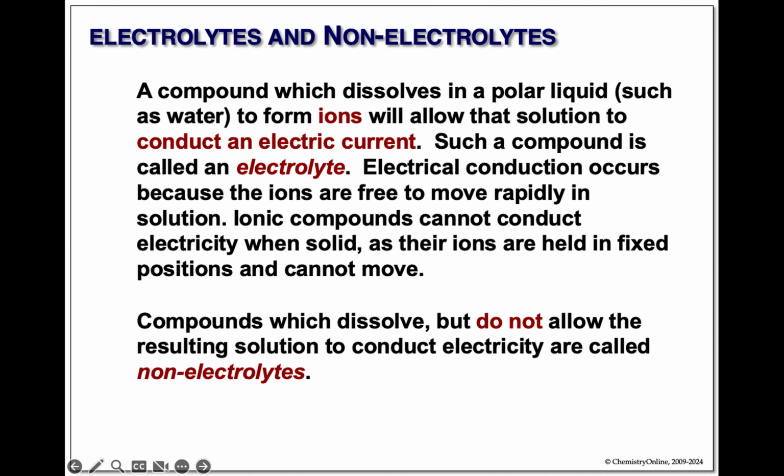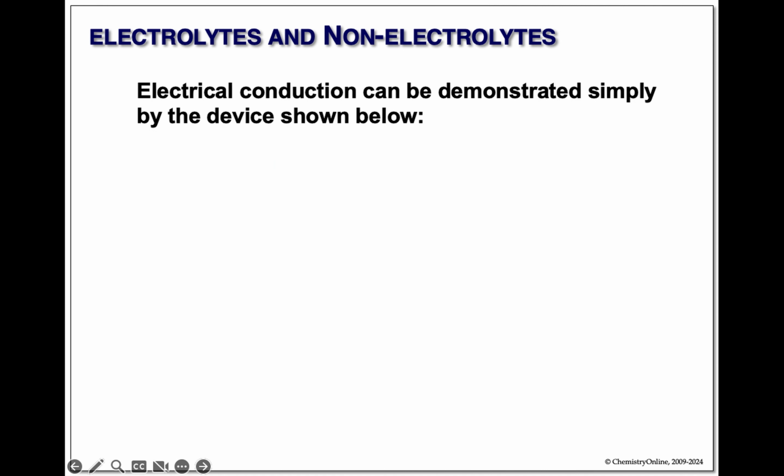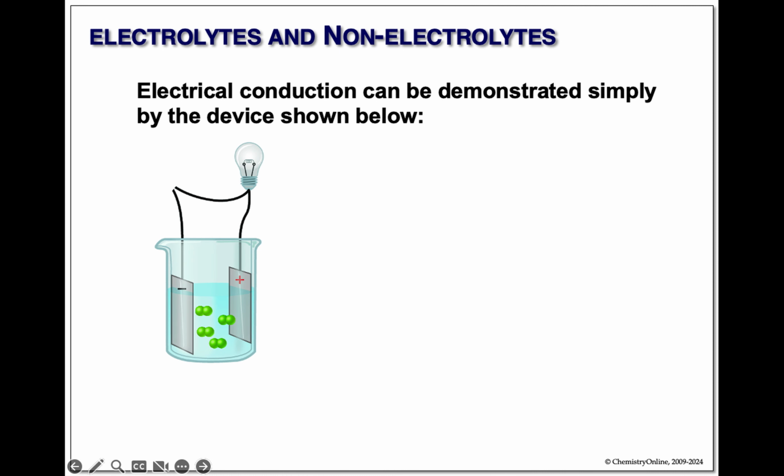There's a way you can test for this in lab. This is a device that we used when I took general chemistry a long time ago. Basically, you have plates, metal plates that you immerse in your solution. These are connected to a light bulb. And you power this up. Now, how did we used to power it up in the old days? Very simply, you plugged it in the wall.